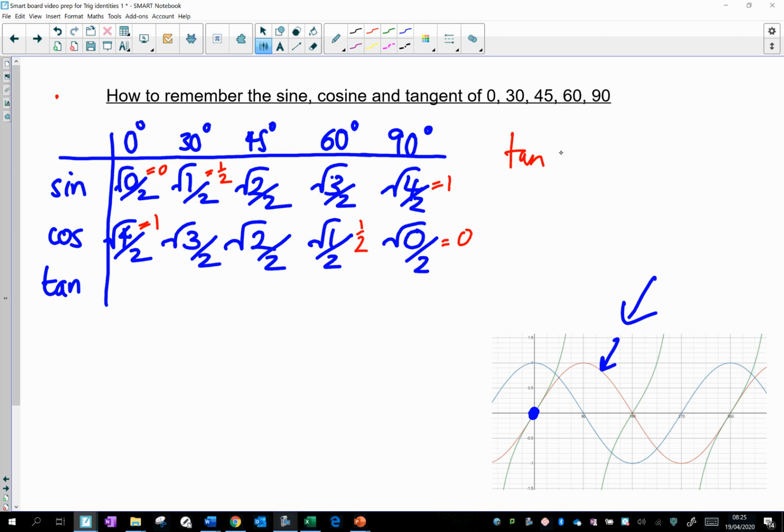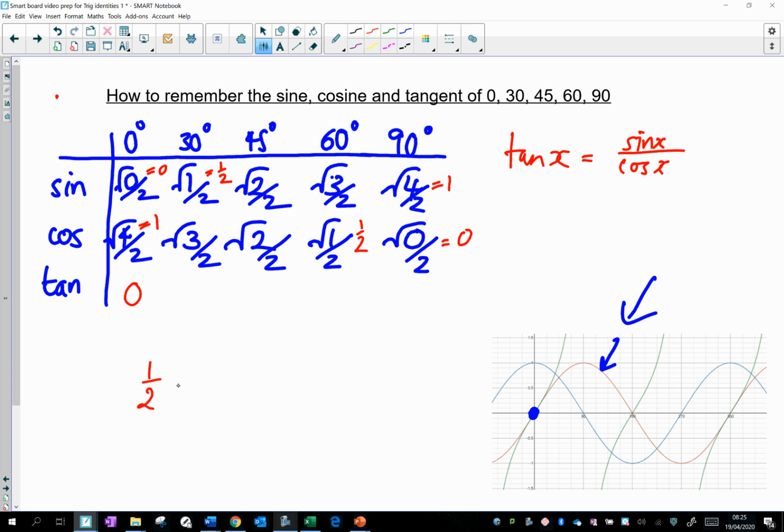Now to find the tan, you just need to remember an important fact, and you'll be doing more of this in this chapter, that the tan of any angle is equal to the sine of the angle divided by the cosine of the angle, and we'll be proving that later in the chapter. So tan is just sine divided by cos. So if we want to find tan for this one, we're going to do 0 divided by 1, well that's just 0. This one we're going to do half divided by root 3 over 2.